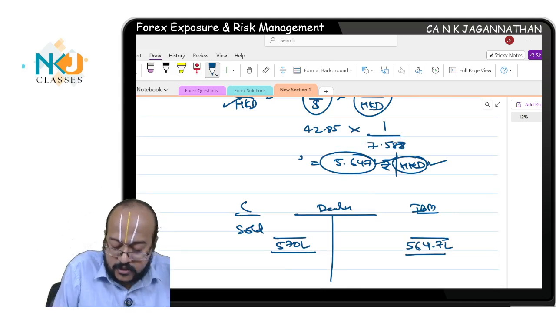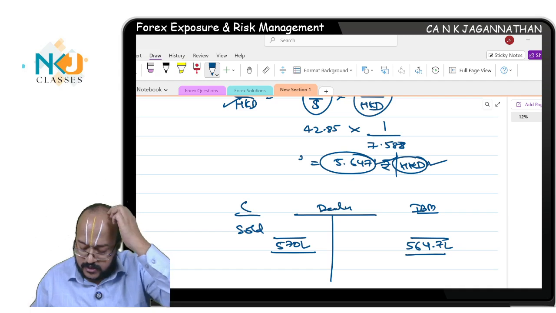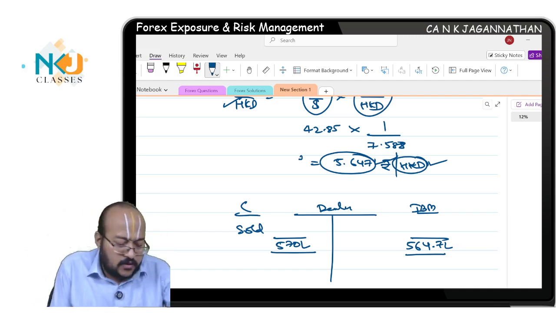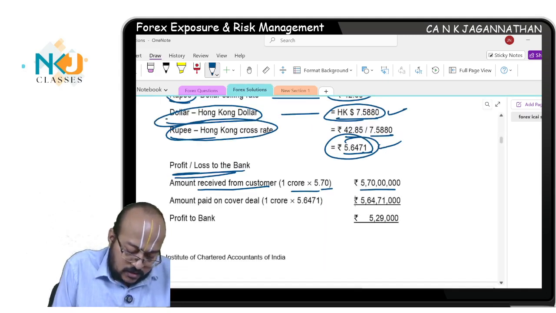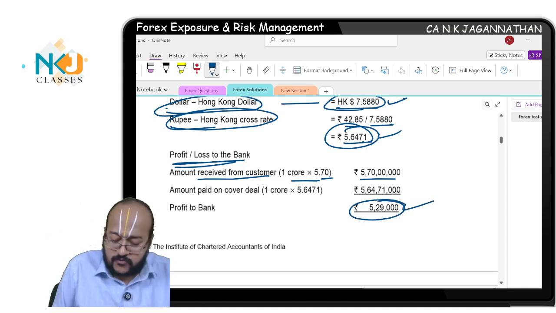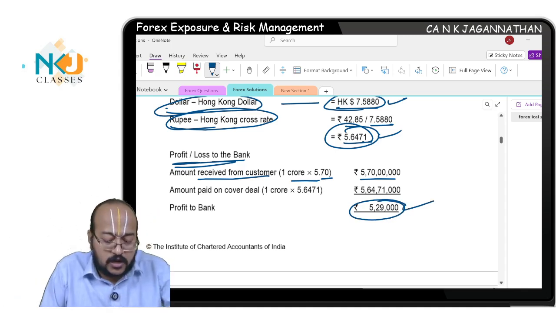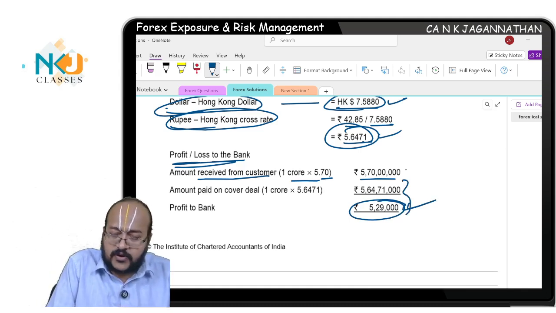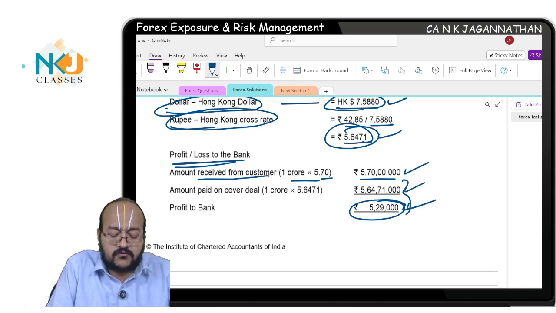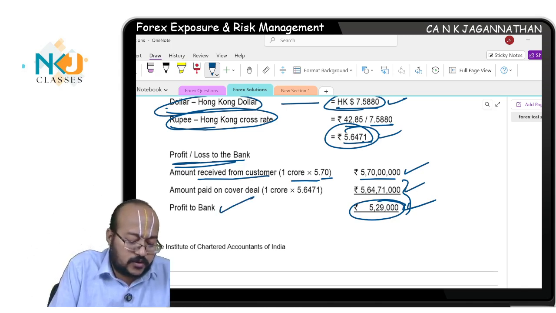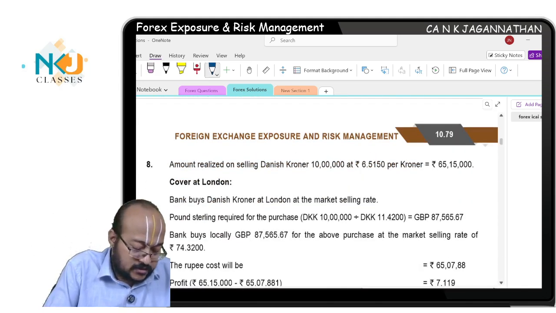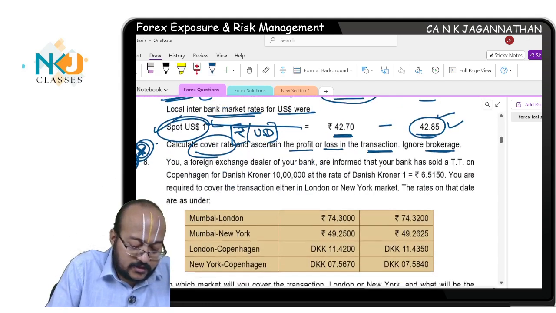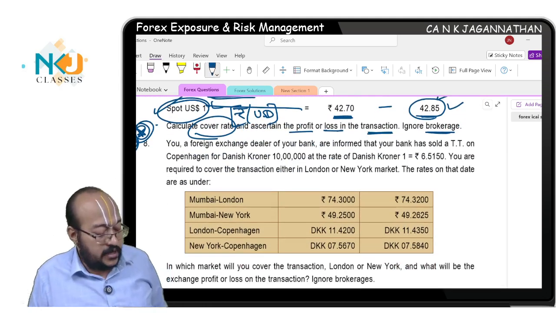564.7 lakhs. Now what is the difference? Please tell me. 570 lakhs minus 564.7, 5.3, okay, yes, 5.29 rounding off, no issues. Solving in full, 570 lakhs minus 564.71 lakhs, you will get 5 lakh 20,000. This is the profit to the bank by this transaction. Are you all understanding this question? Very good question. Now you will understand question number 8 also easily. See, take question number 8.